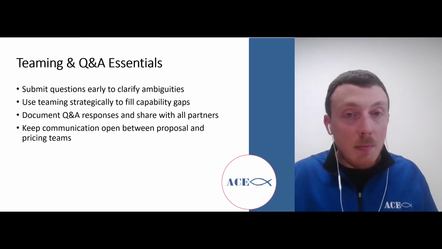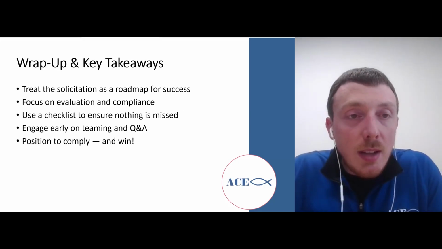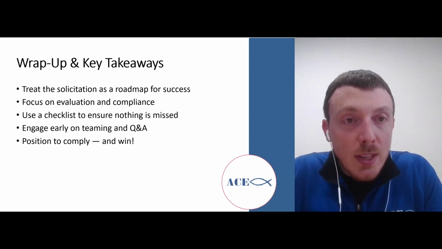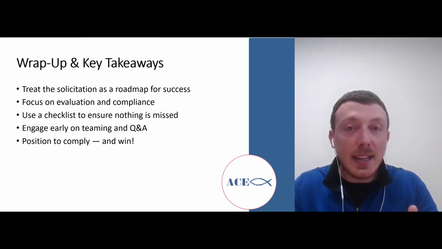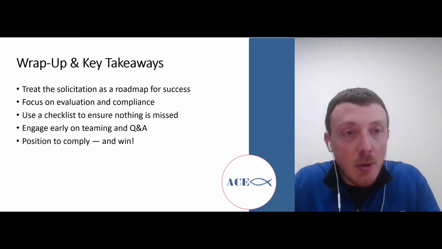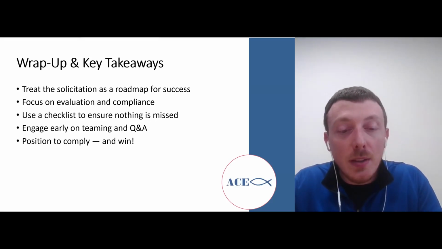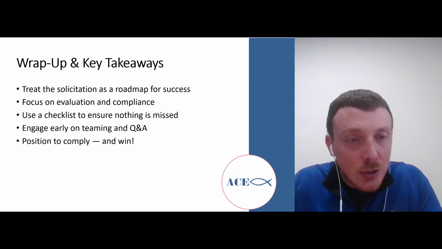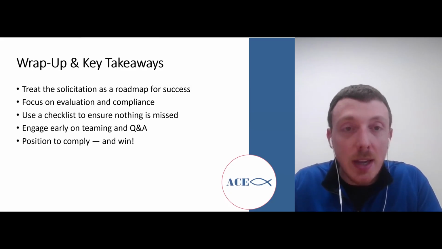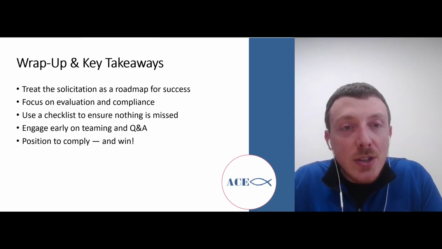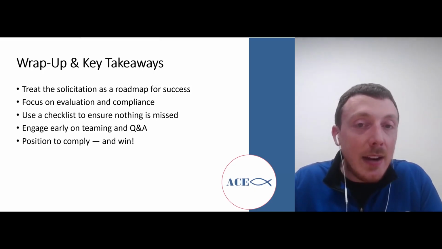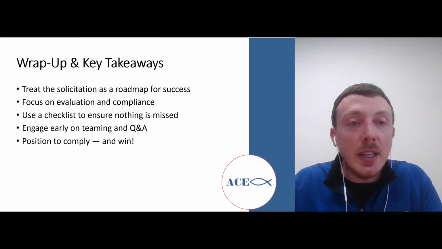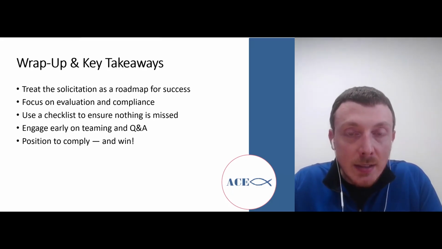So, just wrapping up here, when you're reviewing these, treat each solicitation as the basic roadmap. It gets you from point A to point B. It tells you the evaluation criteria, how you're going to submit your bid, what you can and can't do, and what they're going to be looking for. Focus on the evaluation of your company and focus on compliance. I can't say that enough. That's really where the compliance matrix comes in. You want to be utilizing your compliance matrix.